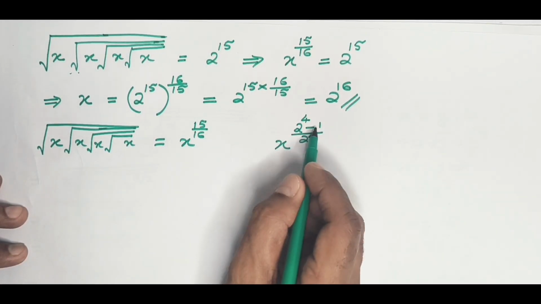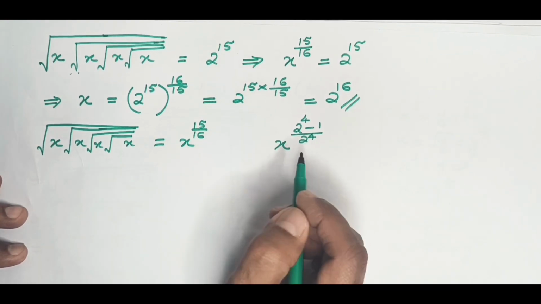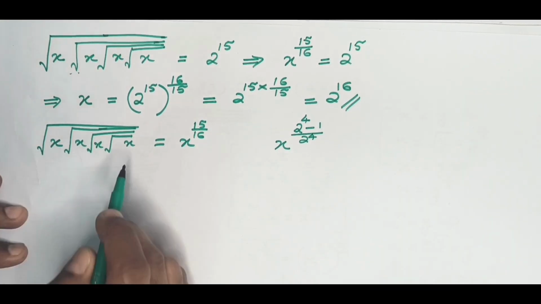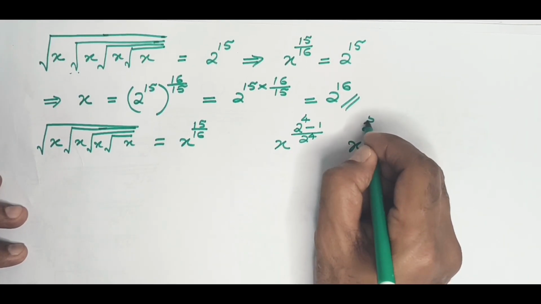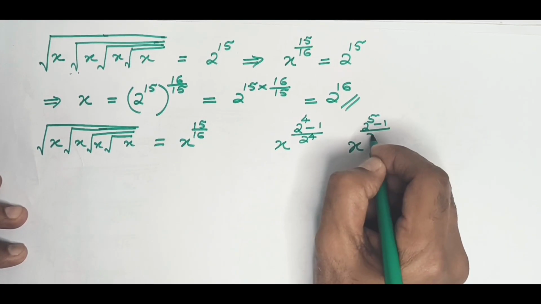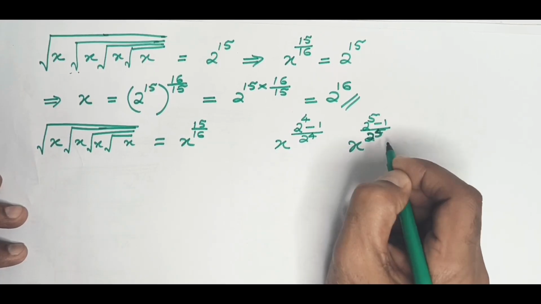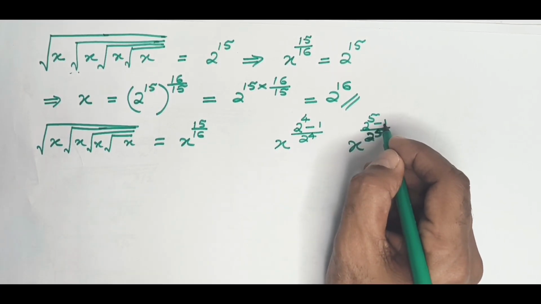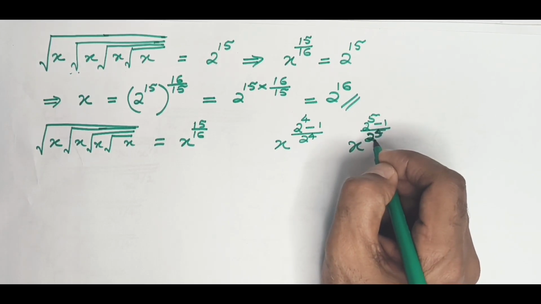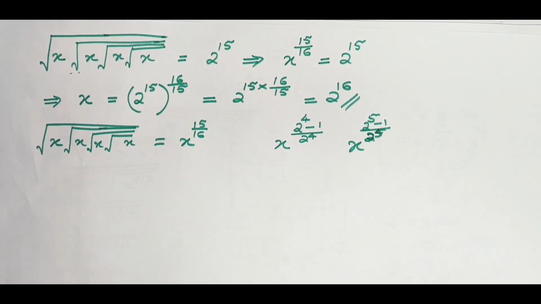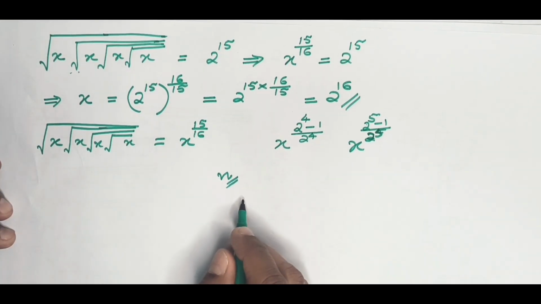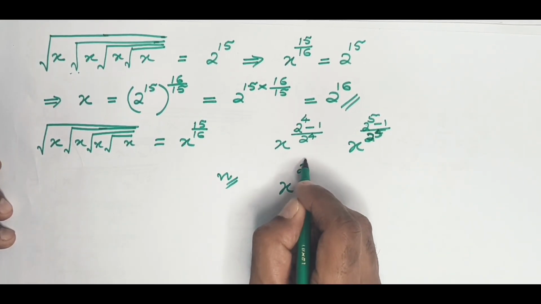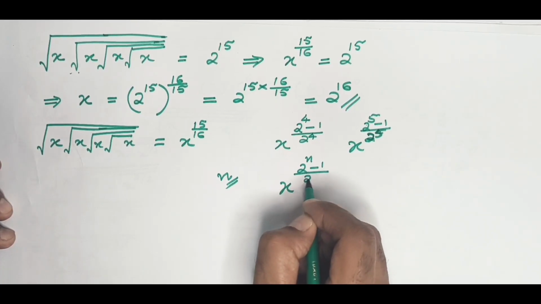2 to the power of 4 is 16, 16 minus 1, 15. And this is 16. So supposing you had 5 root signs, the simplified form will be x to the power of 2 to the power of 5 minus 1 by 2 to the power of 5. And that will be, this is 32 minus 1. So you will get 31 by 32. 2 to the power of 5 is 32. So that's all. You look at the number of square root signs you have. Supposing you have n number of square root signs, then you will have x to the power of 2 to the power of n minus 1 divided by 2 to the power of n.